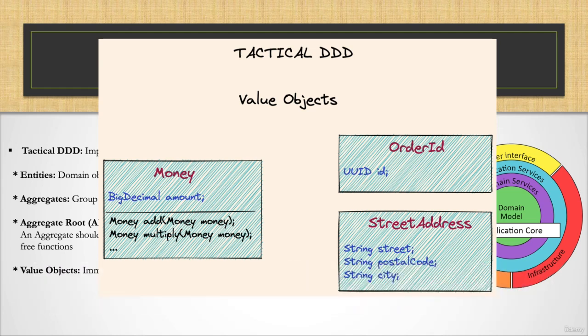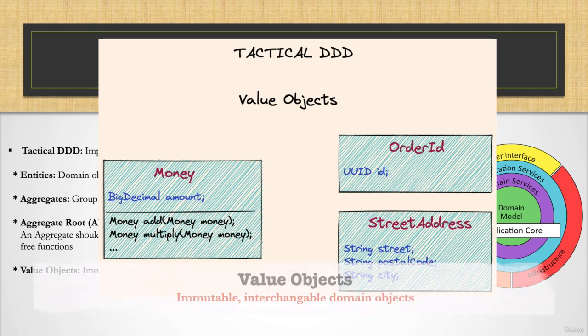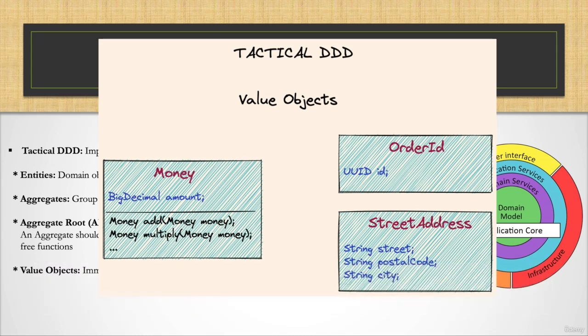One important feature of value objects is that they are immutable. That means when you create it once, you cannot change its value. If you want to change the value, you should simply create a new value object with the updated value. Thanks to this immutability, value objects are interchangeable. That means you can use two different value objects with the same value for the same purpose.